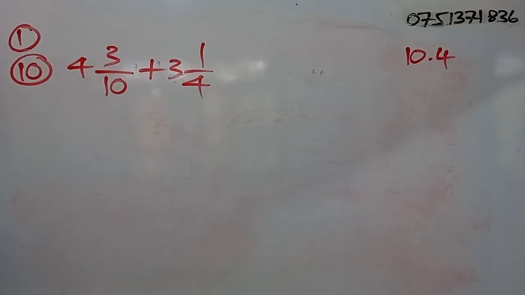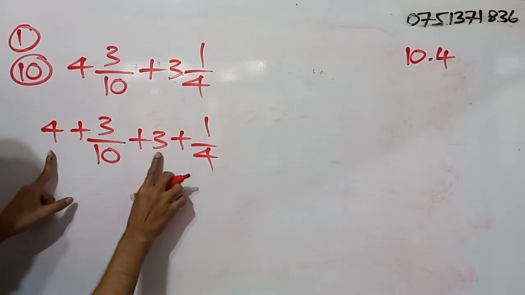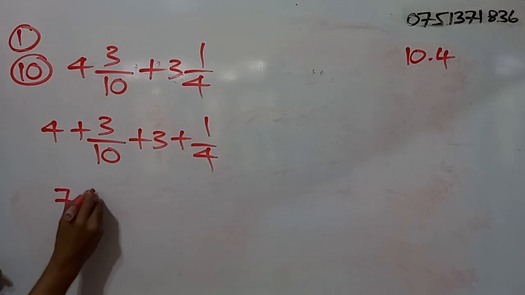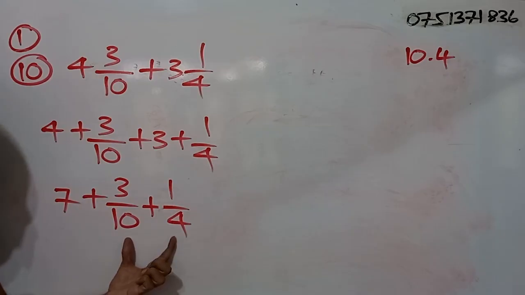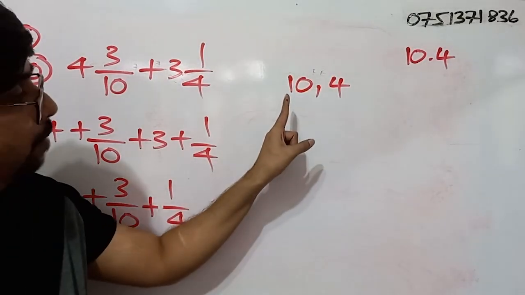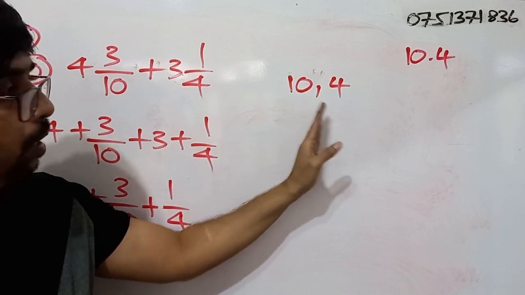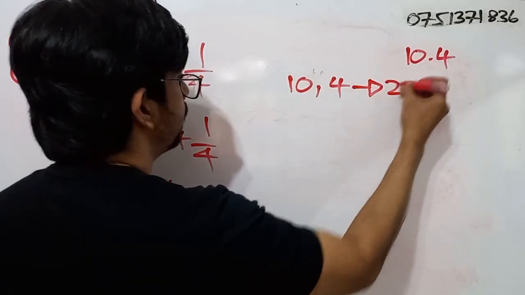Okay, part 10. So we will rewrite these two fractions. So now I will add these two whole numbers. So 4 plus 3, it will be 7. Right, so now I will consider adding these two fractions. So the denominators are different. So the denominators are what? 10 and 4. So we will consider the LCM of these two numbers, which will be what? In this case, it will be 20.